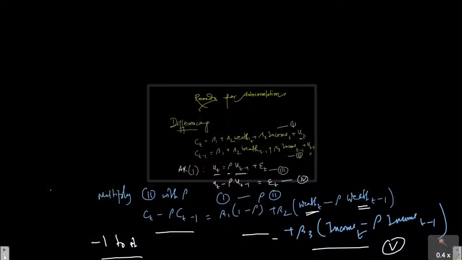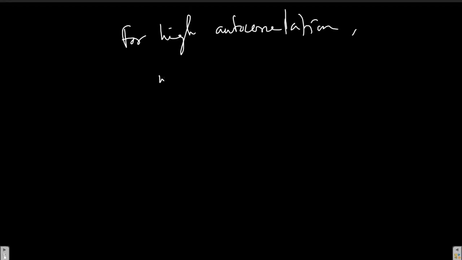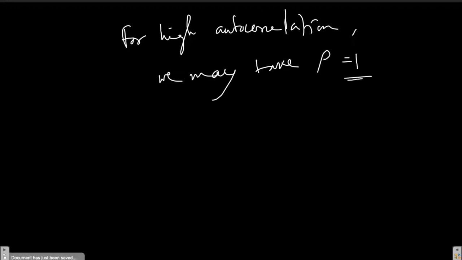There is a good reason why we take rho equal to 1, and that is because when we think that there is a high autocorrelation present, for high autocorrelation, we may take rho equal to 1. But again, it is just on an experimental basis. You can take rho equal to 1, see the results, plot the data, and do the tests to see where you stand in terms of removing the autocorrelation.